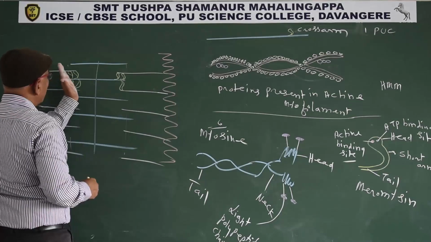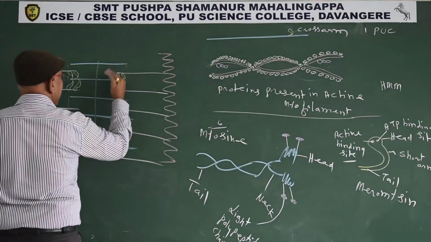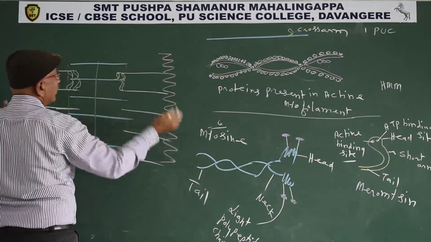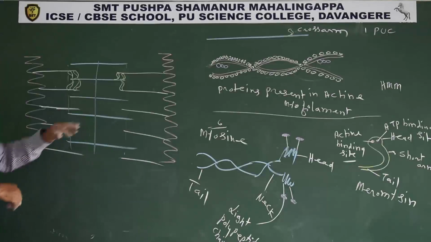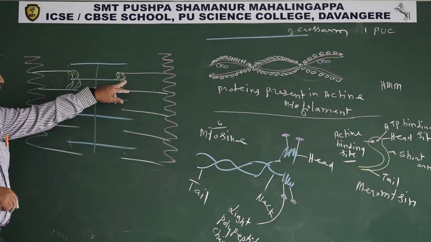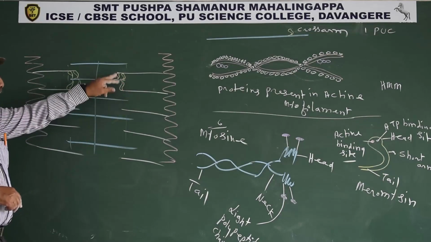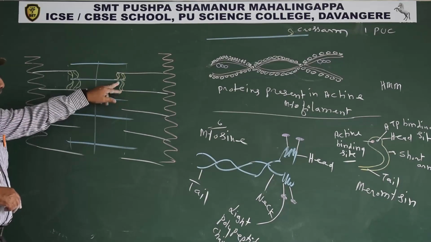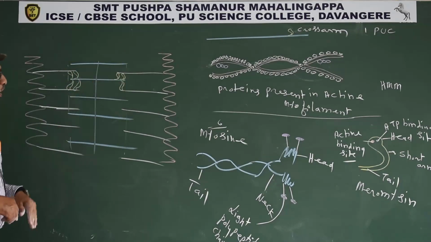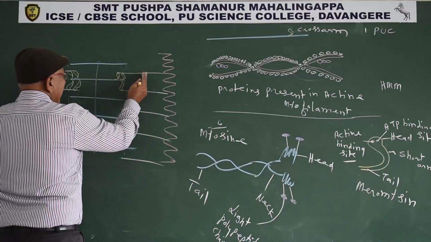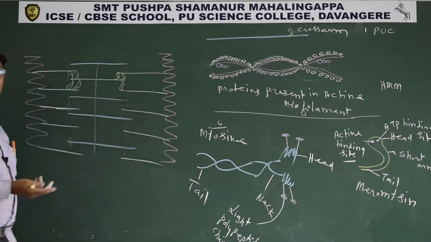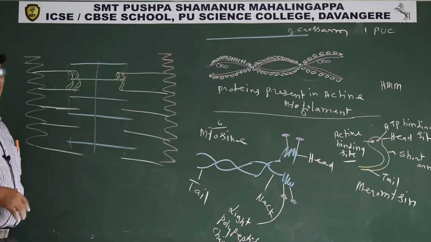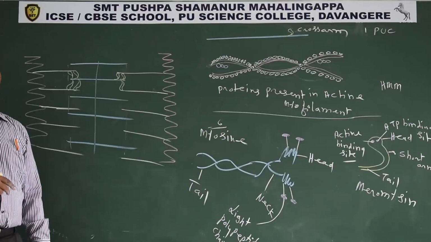Later, the meromyosins pull the actin filaments towards the M line. So, due to pulling, what happened? The actin filaments slide over. Due to continuous pulling, the actin filaments slide over the myosin filament. So this theory is known as the sliding filament theory.